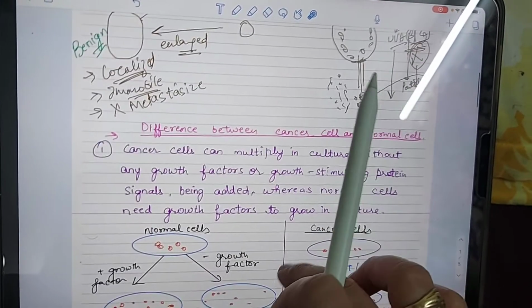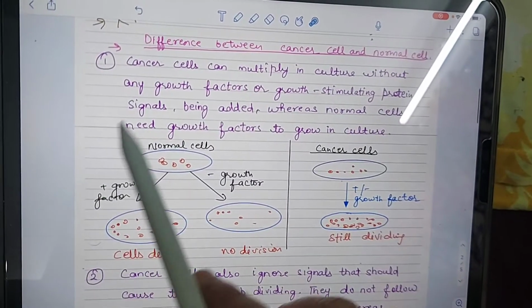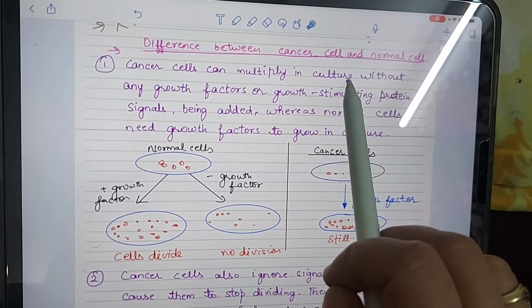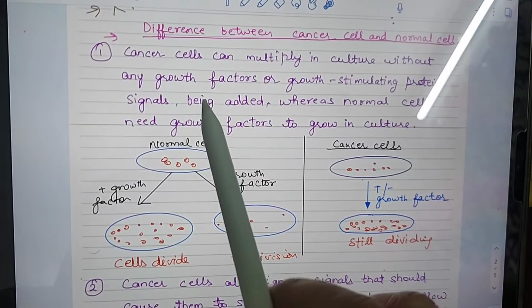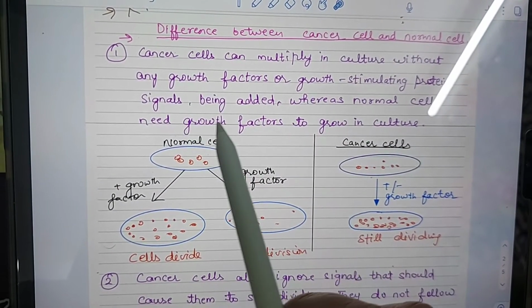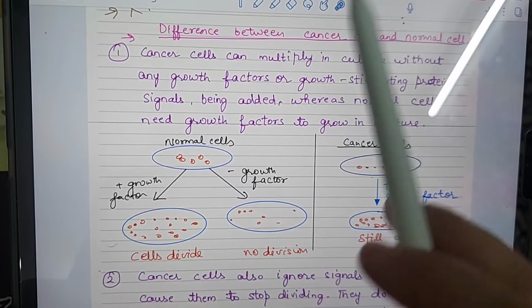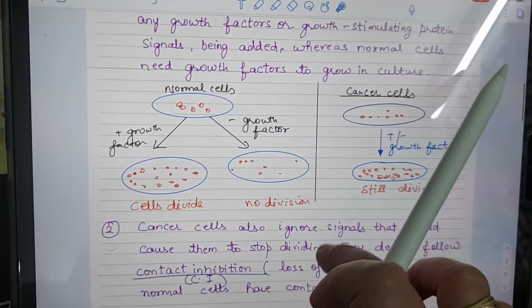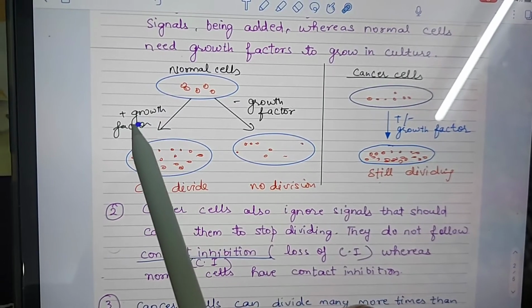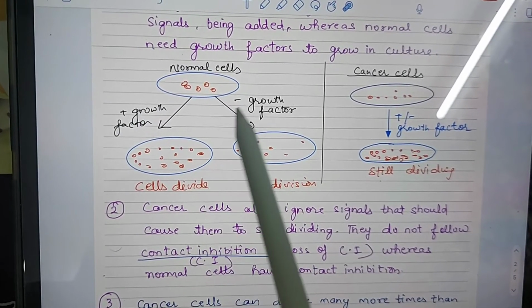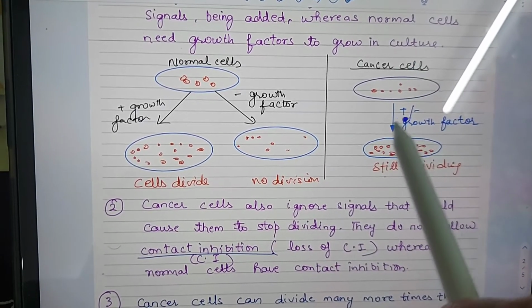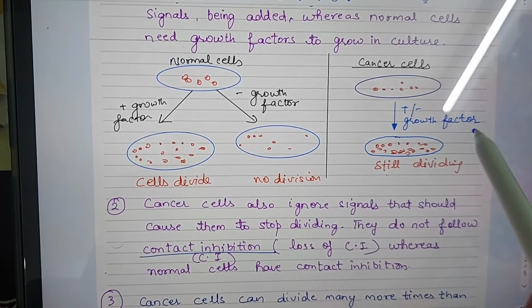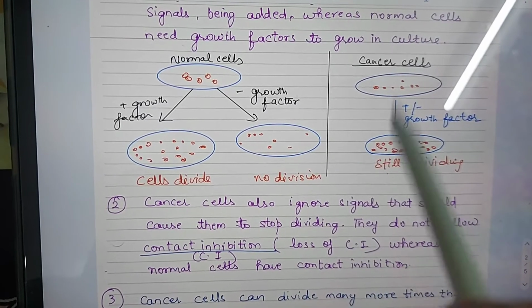Now, difference between cancer cell and normal cell. So first is that cancer cells can multiply in culture without any growth factors or growth stimulating protein signals being added, whereas normal cells need growth factors to grow in culture. This is the same thing which we discussed. See, the normal cells, in presence of growth factor, they are dividing. In absence, they are not dividing. Cancer cells, irrespective of whether growth factors are there or not, they are still dividing.